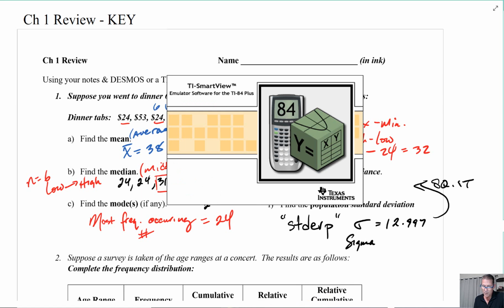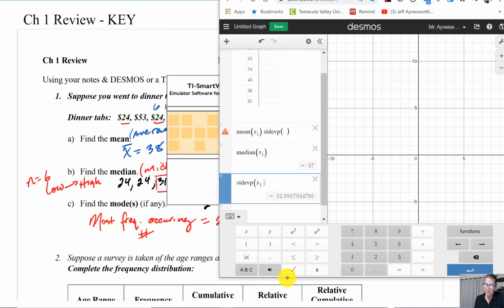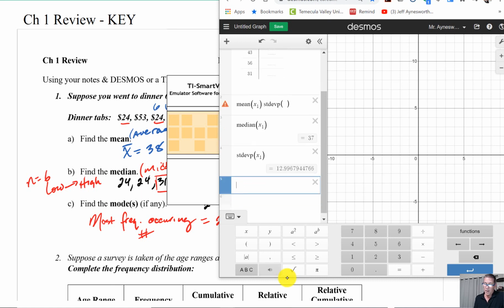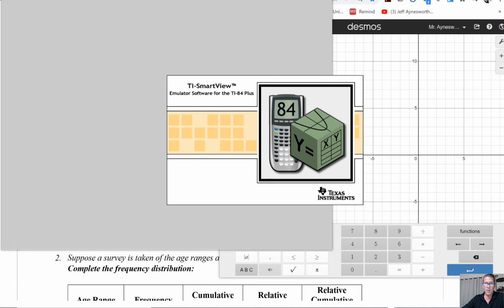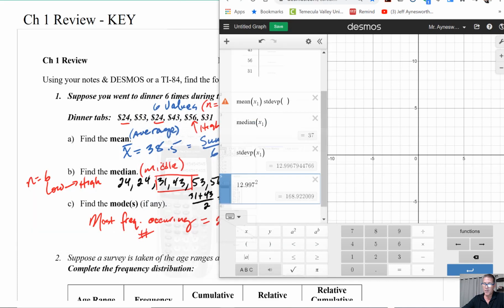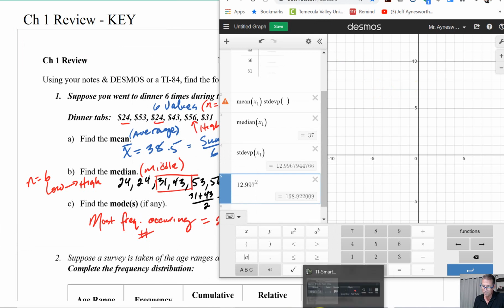All right, let's go back to Desmos here. I'll do everything with Desmos. You can type it in if you want. Okay, let's just type it in. 12.997, and let's square it. Boom. You get about 168.992. Okay, we'll keep this TI-84 up here just in case we need it. So 168.992.